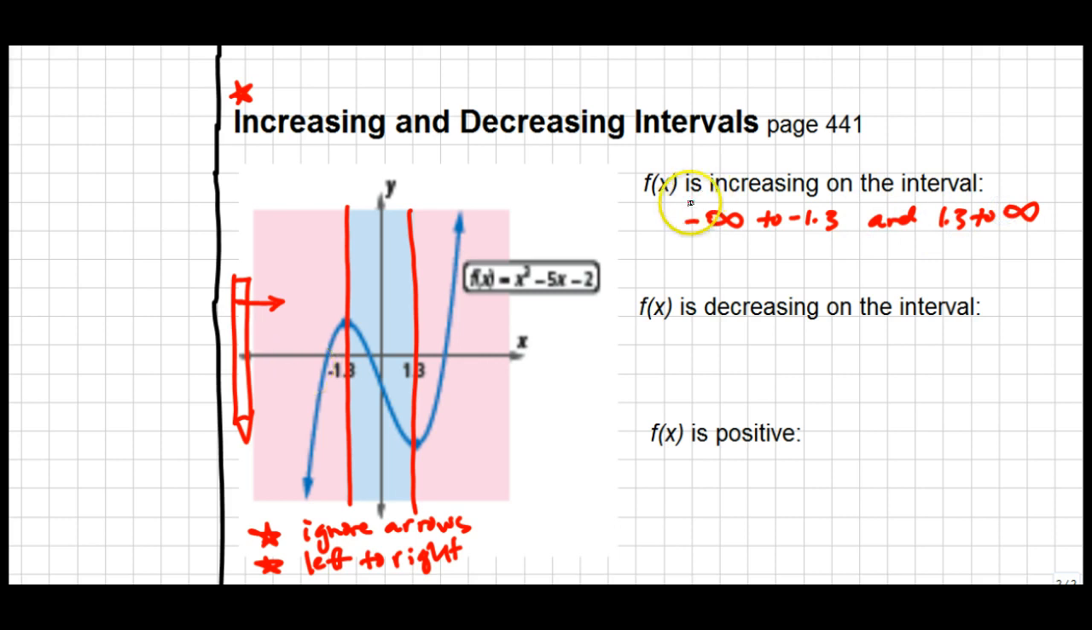If you were doing this on a test or a quiz and you only gave one of the two answers, you could potentially get only partial credit or no credit. When there are multiple intervals, you need to give all of them completely.